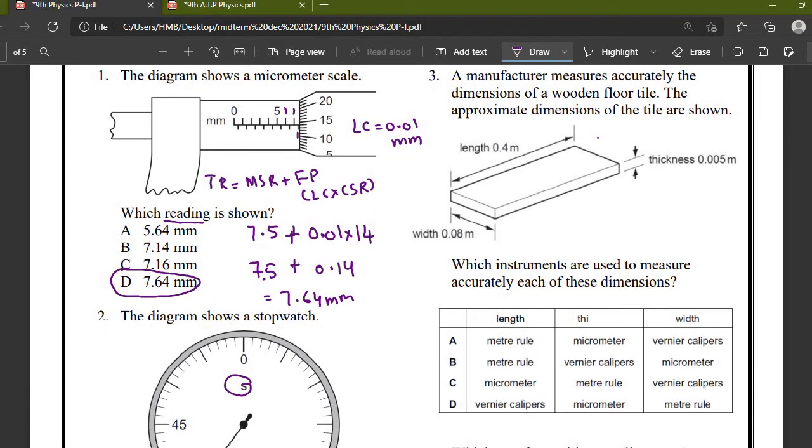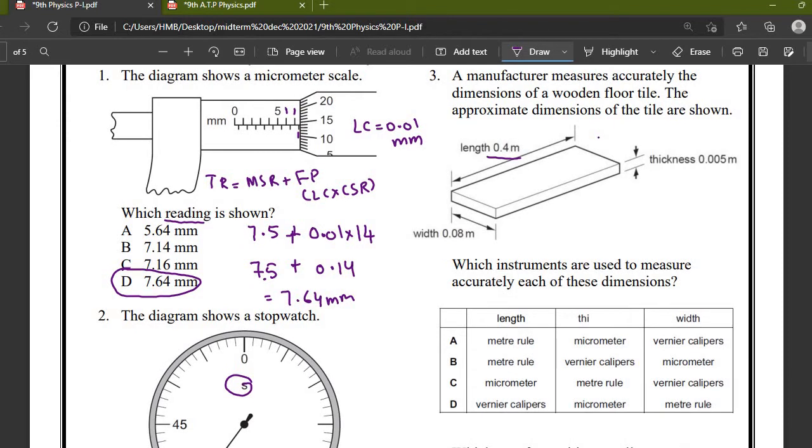The manufacturer measures accurately the dimensions of a wooden floor tile. The approximate dimensions are given as length equals 0.4 meter, thickness is 0.005 meters, and the width is 0.08 meters. We have to identify which of the following instruments could be used to measure the length, thickness, and width. So the length is 0.4 meters, that means it is equal to 40 centimeters. This can only be done with the help of a meter ruler.